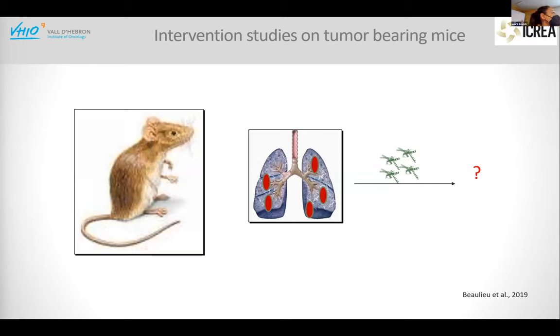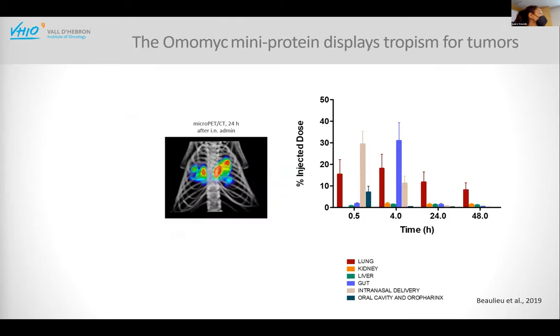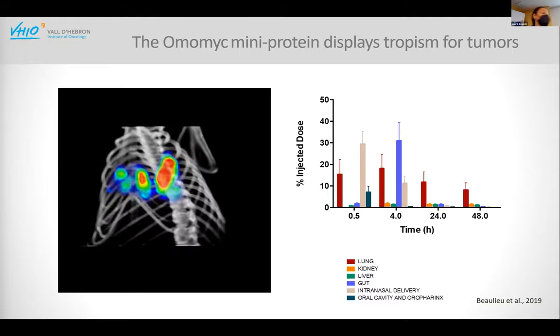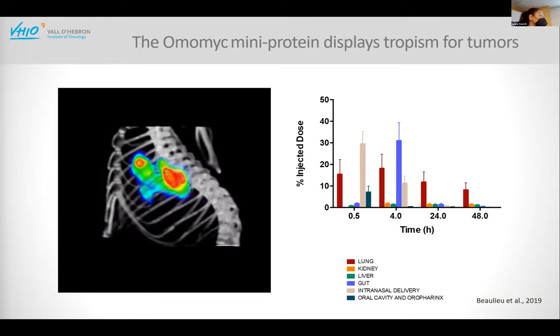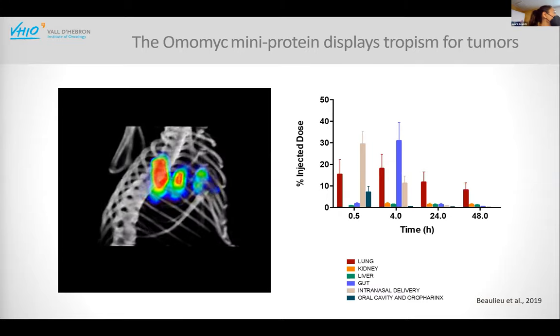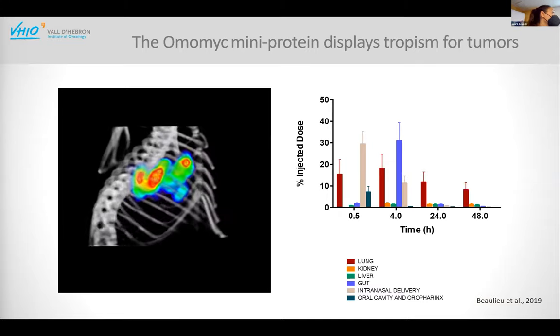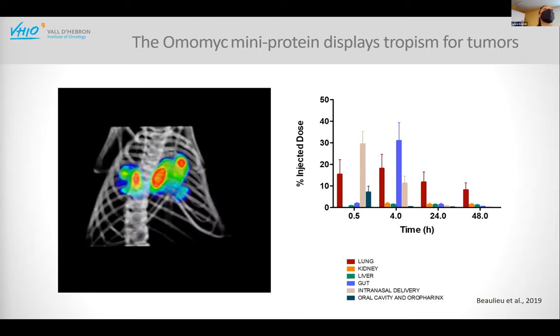So we started treating animals that had lung adenocarcinoma, KRAS-driven adenocarcinomas. And we had another very nice surprise. So this is radioactive Omomyc 24 hours after the administration. And I hope you can see this. 24 hours after the administration, the normal tissue has washed off Omomyc, but Omomyc is retained in the tumors. So this was the basis for filing a patent for the use of Omomyc as a tracer for lung tumors, as a theragnostic for lung tumors.